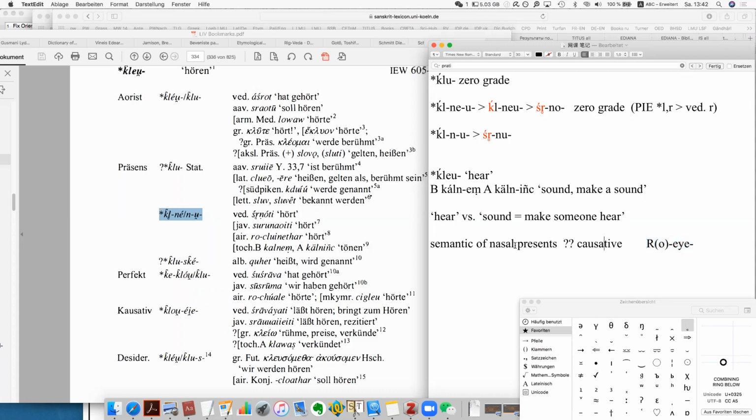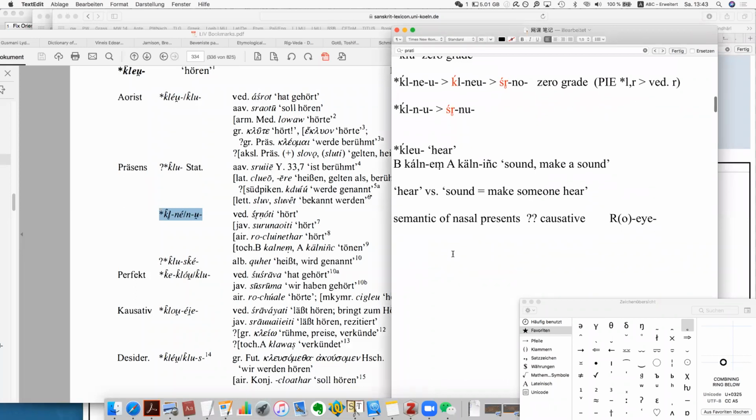But in the present, nasal present, the semantics also has a causative sense, right? So if you build nasal present nen to hear, it can have the meaning make someone hear, and this is exactly preserved in Tocharian, right? But in other languages, like in Vedic or Western or Old Irish, the causative meaning is not that strong. Okay, so this is one possibility.